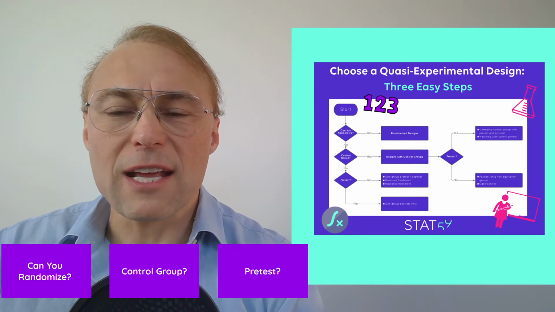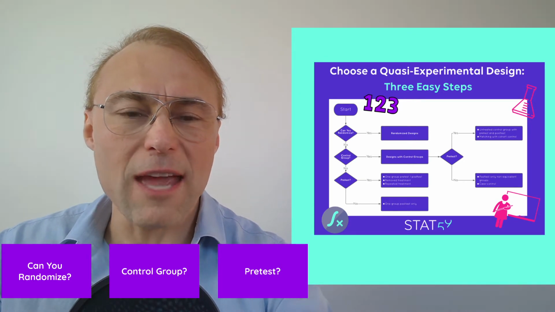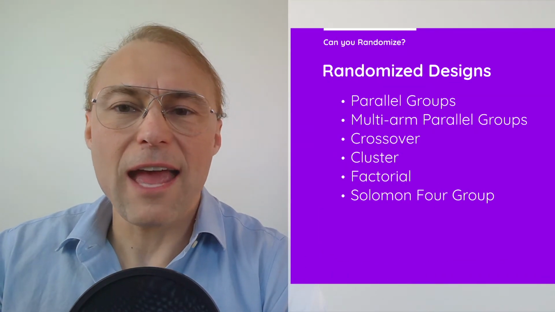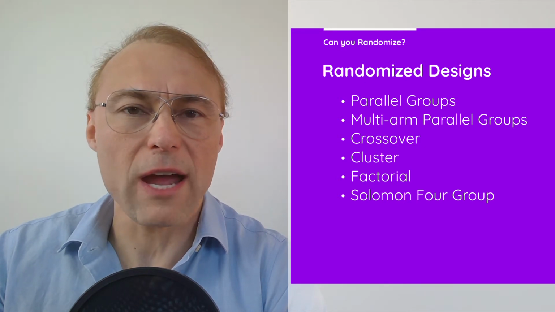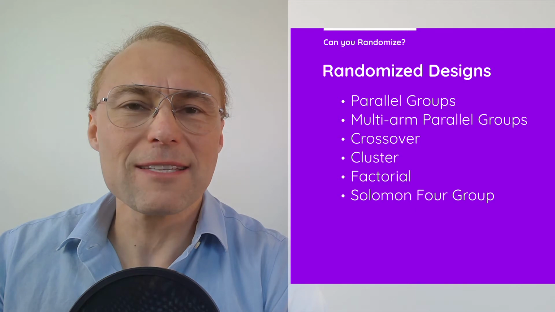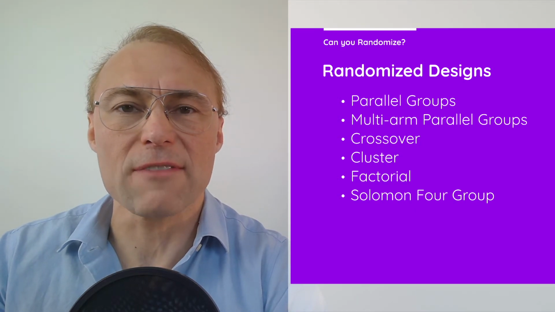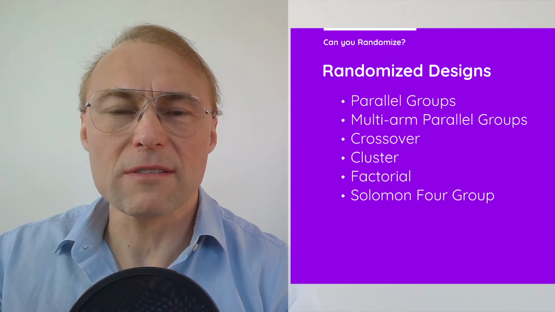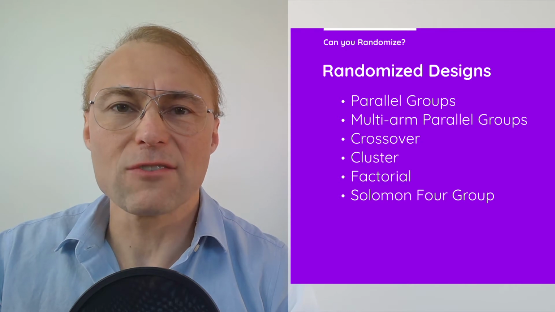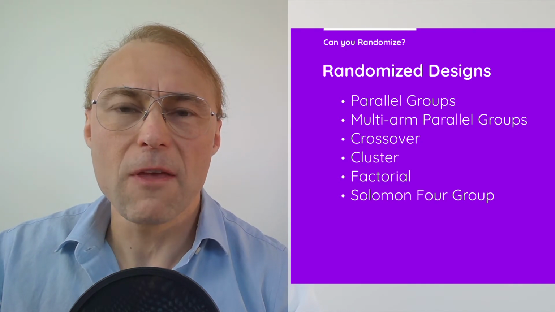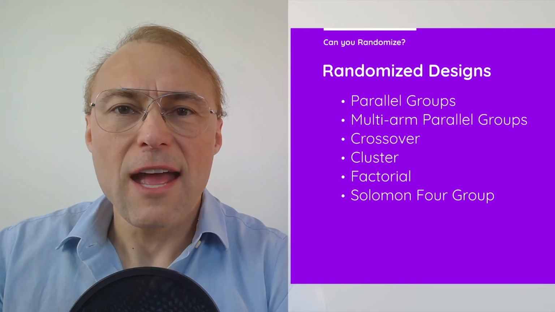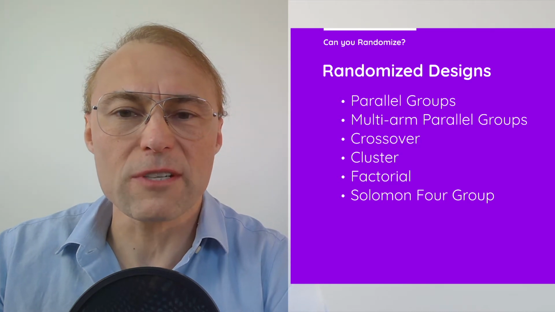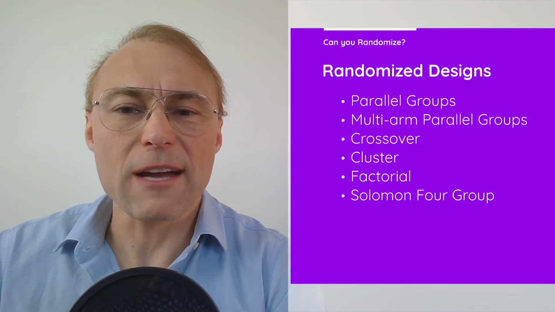So let's start with the first question. Can you randomize? And let's assume yes, in this case we can. If we can, then these are randomized designs. And if there is any possible way that you can randomize your participants, then you should do it, because this makes much, much stronger evidence of the efficacy of your intervention. By randomize, I mean that each individual participant has a chance of being assigned to either getting the educational intervention or not getting the educational intervention. And this could be such designs as parallel groups design, multi-arm parallel groups, crossover designs, cluster designs, or factorial designs.